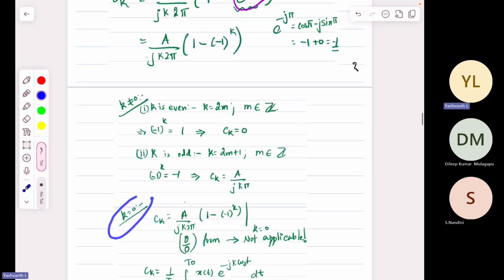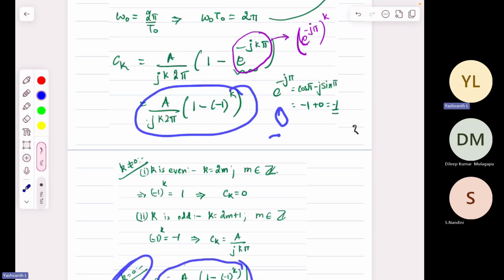And when k was equal to 0, you cannot directly find ck from this definition, because it will give a 0 by 0 form.